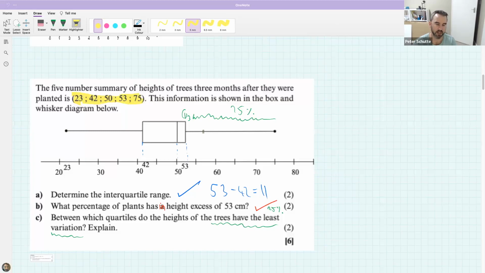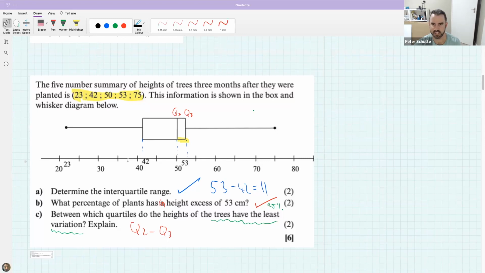And the whiskers are far too big. It's just a question of if it's that one or that one. And I think it's that one. And then we have to ask ourselves, well, what quartiles are involved? And I think that is Q2 and that is Q3. And so between Q2 and Q3 is the area with the least variation. Okay, cool. So I think we're getting better at interpreting.